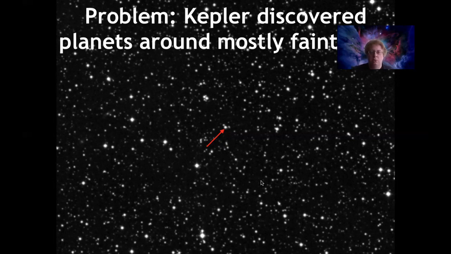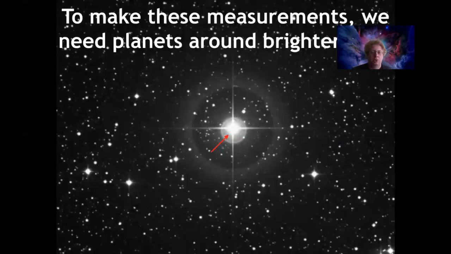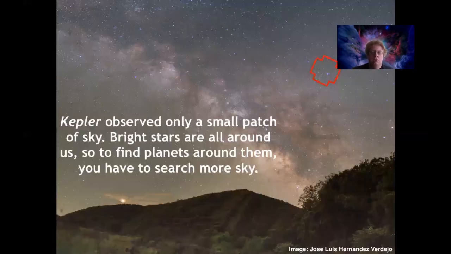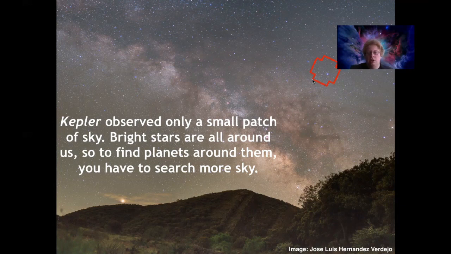By contrast, we really wish that we could find planets around stars that look like this, ones that are really, really bright, so that we can get lots and lots of light to make the sensitive measurements we want in order to study the atmospheres of any orbiting planets. The reason Kepler only found planets around faint stars is because it only looked at a small patch of sky. Kepler chose one small portion of sky, about the size of this red square here, and it looked at that for about 4 years at a time.